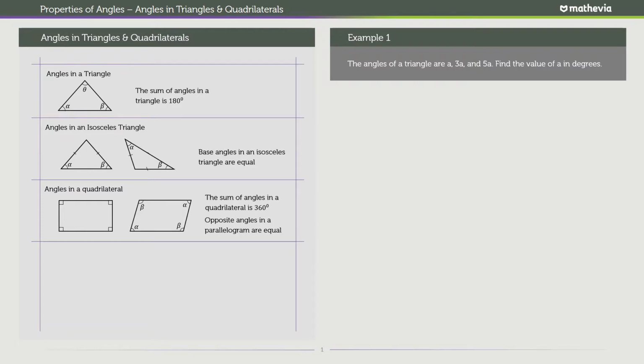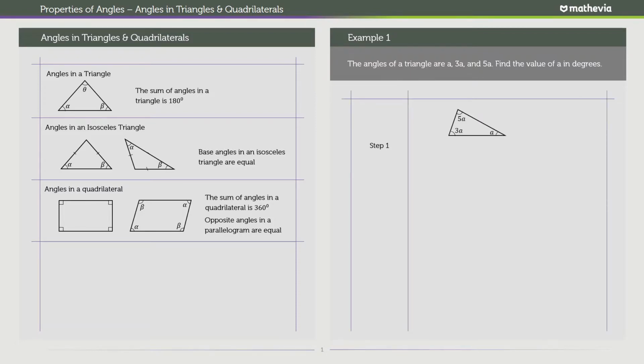Example one. The angles of a triangle are A, 3A, and 5A. Find the value of A in degrees. Okay, it's a simple one, and we just need to apply one very simple law. So we have a triangle, and the three angles in the triangle are A, 3A, and 5A.